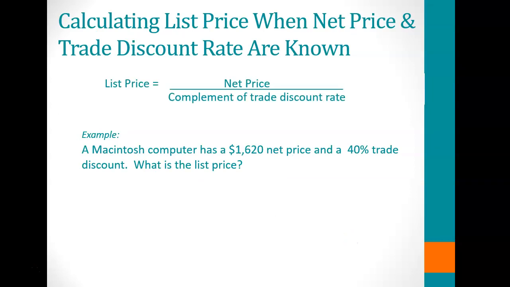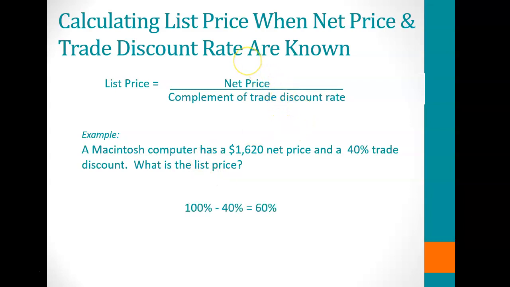Now, sometimes they'll give us certain information, such as the net price and the trade discount, but not give us the list price. The good news is this: if I know any two of these three unknowns, I can solve for the other. So if I know the net price and the trade discount, we can calculate the list price by using the formula. If I take my net price divided by the complement of the trade discount rate, that will give me the list price of the item.